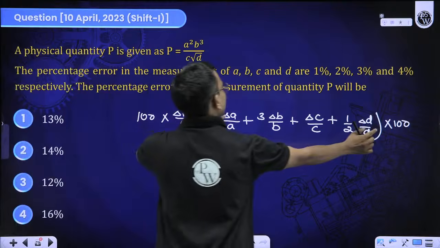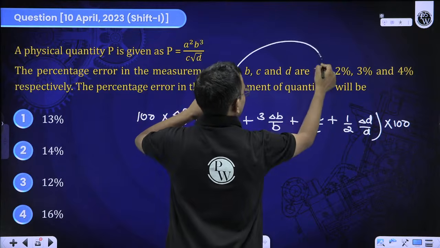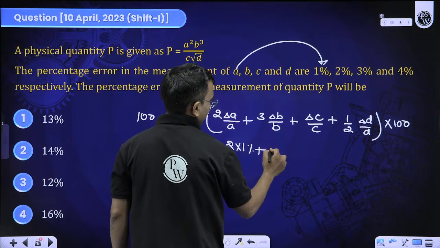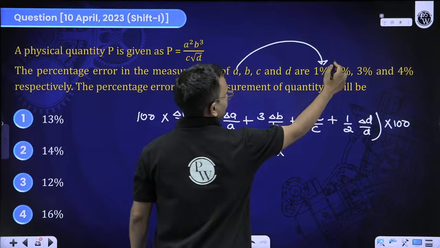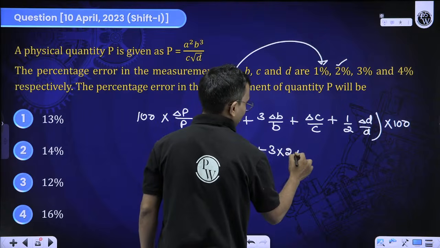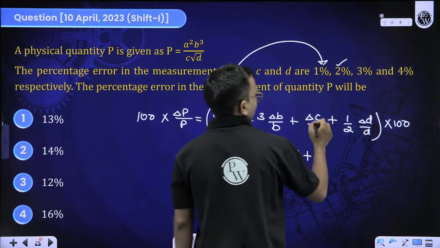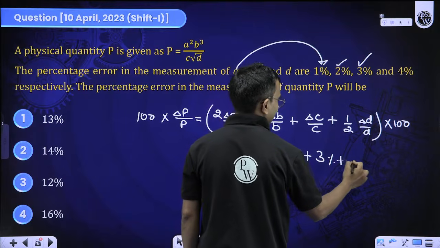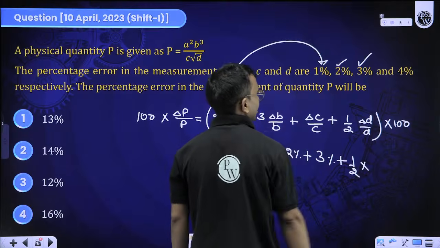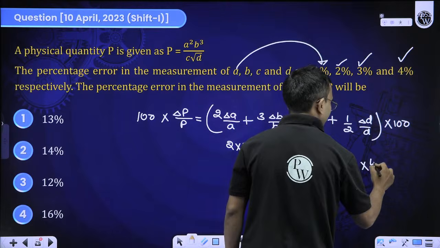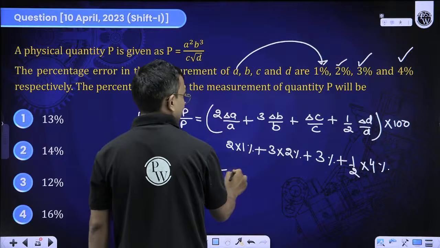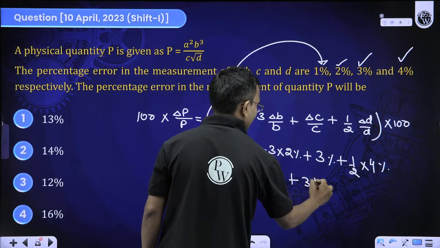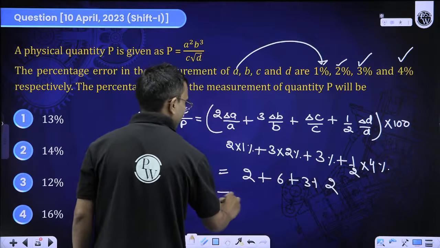Now you put the values. Delta A by A into 100 is the percentage error in A, which is 1%. So this is 2 into 1%, plus 3 into percentage error in B, 2%, plus percentage error in C, 3%, plus 1 by 2 into percentage error in D, that is 4%. So I got this as 2 plus 6 plus 3 plus 2. How much is it? 13%.